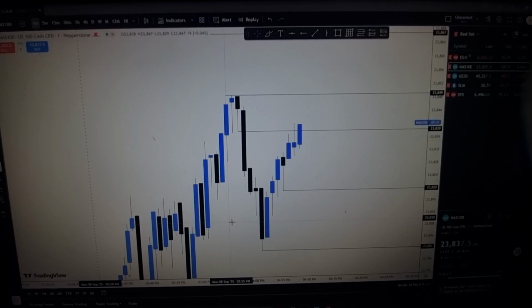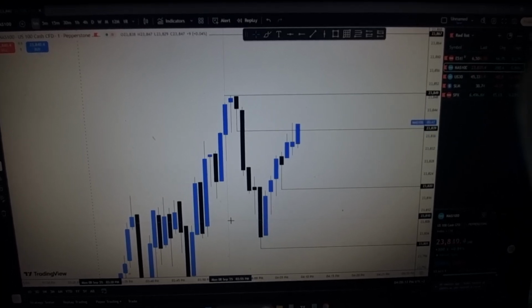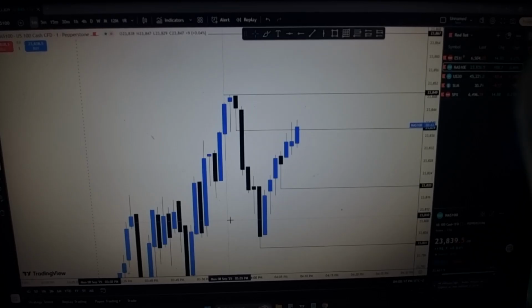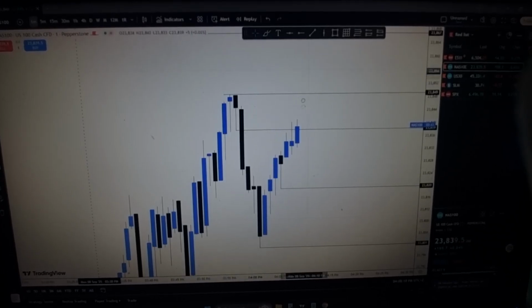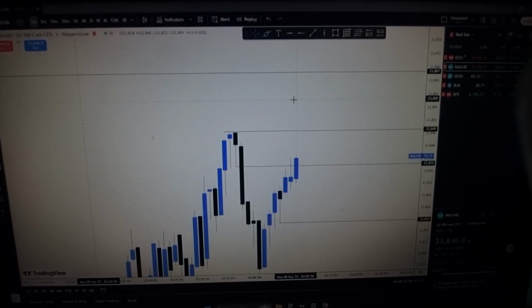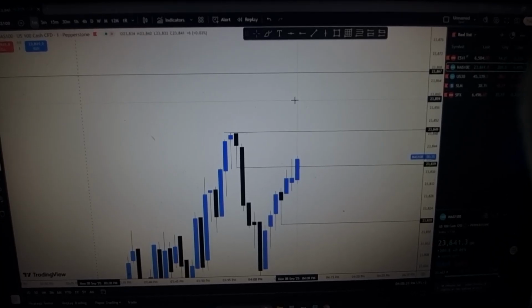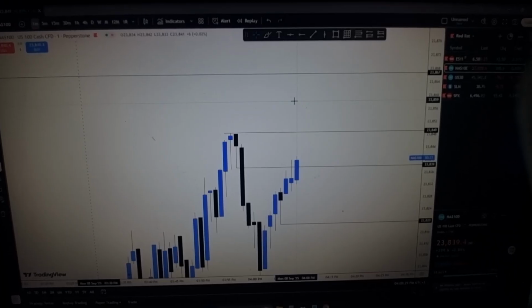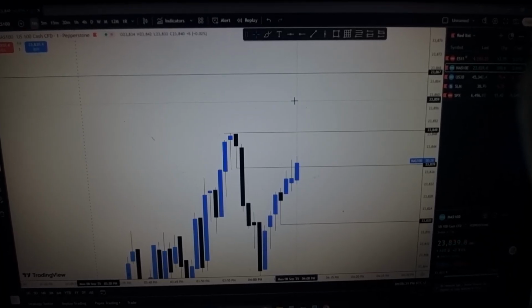Okay, not the best lows, but yeah, I think we're gonna move higher, sweeping these highs over here. So yeah, I definitely think I'm done for the day.